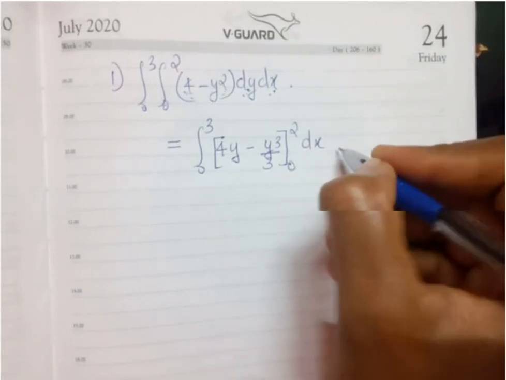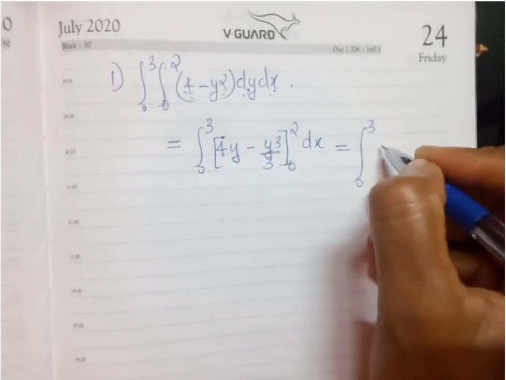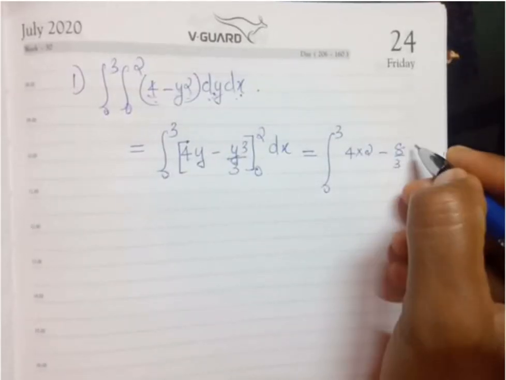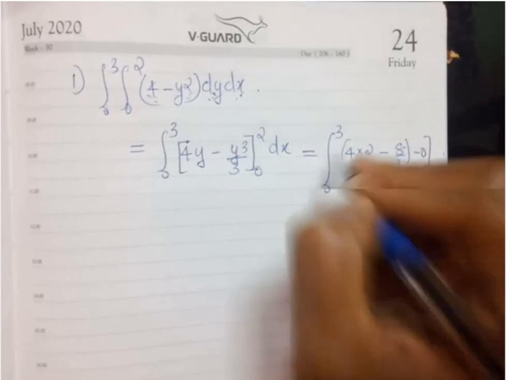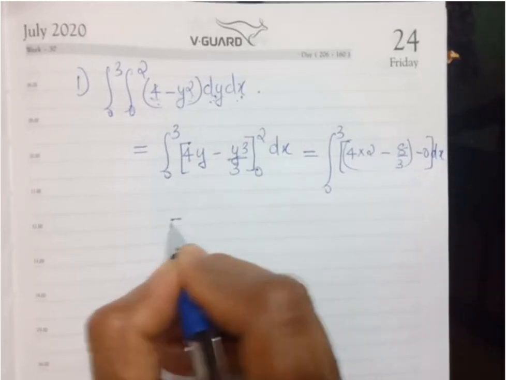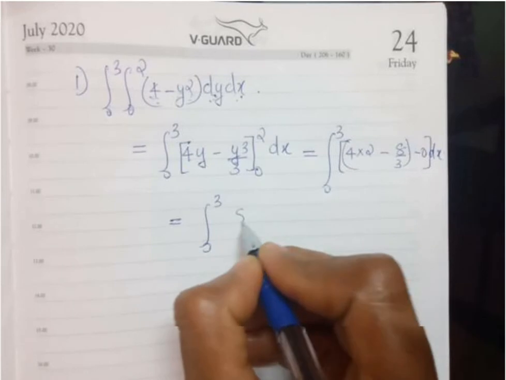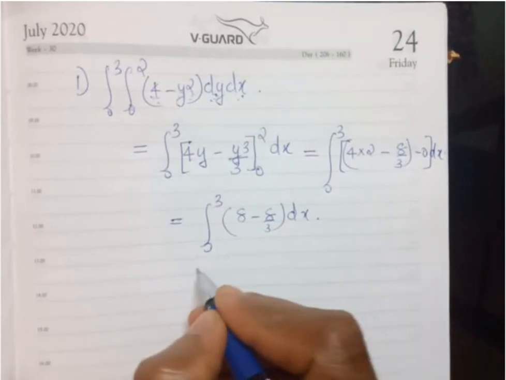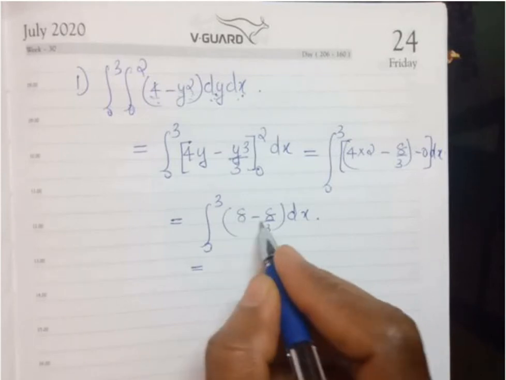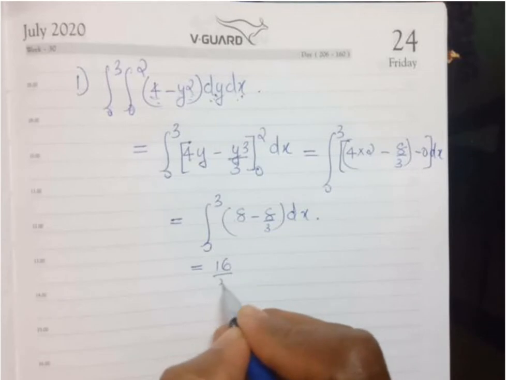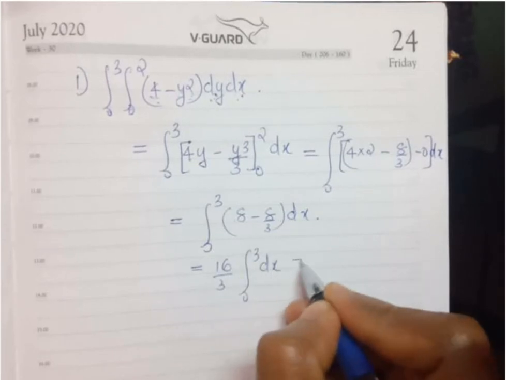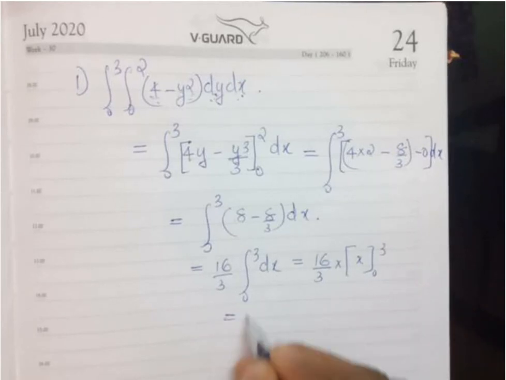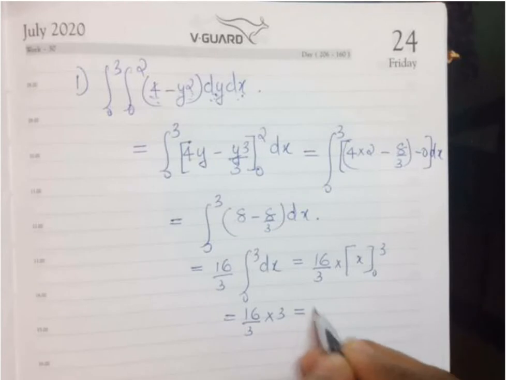This is equal to the integral from 0 to 3 of 4 into 2 minus 2 cubed, that is 8 by 3, minus 0, into dx, which is the same as the integral from 0 to 3 of 8 minus 8 by 3 into dx. 8 minus 8 by 3 is 24 minus 8, that is 16 by 3, into the integral from 0 to 3 dx, which is equal to 16 by 3 into x varying from 0 to 3, which is equal to 16 by 3 into 3. The answer is 16.